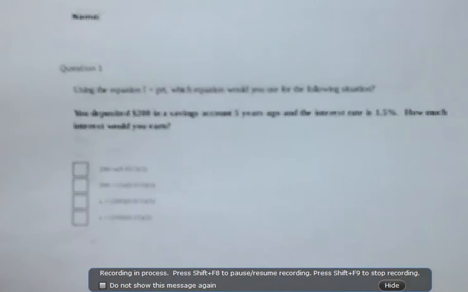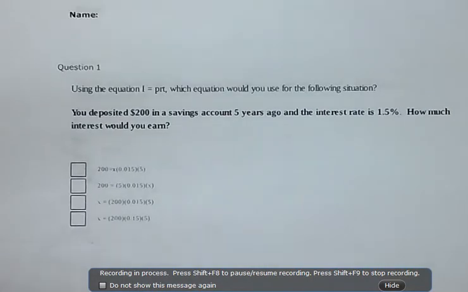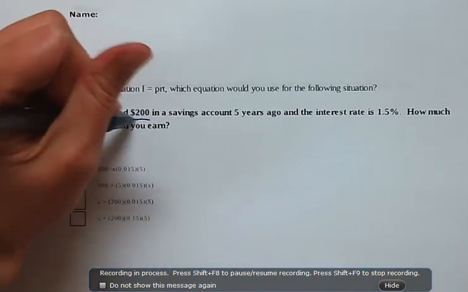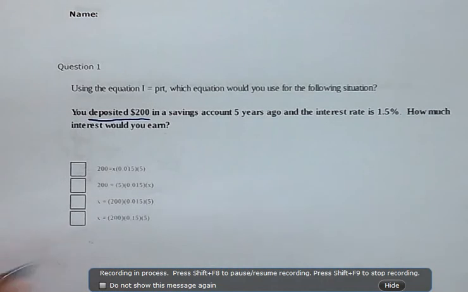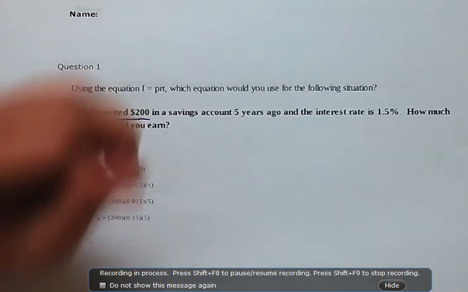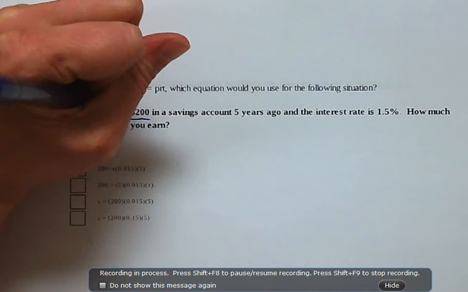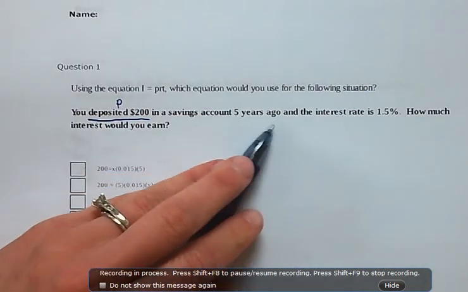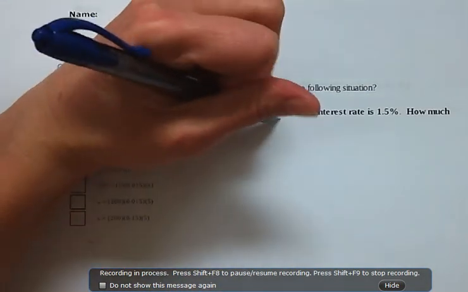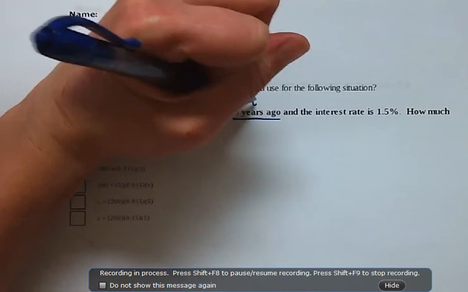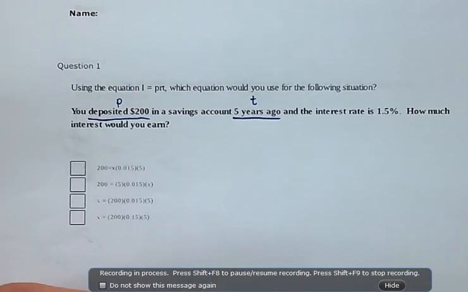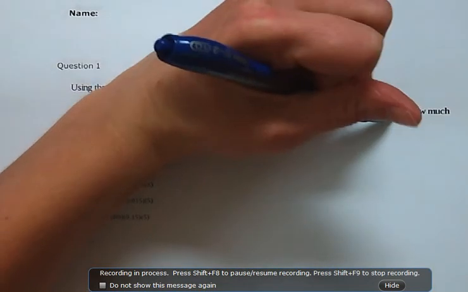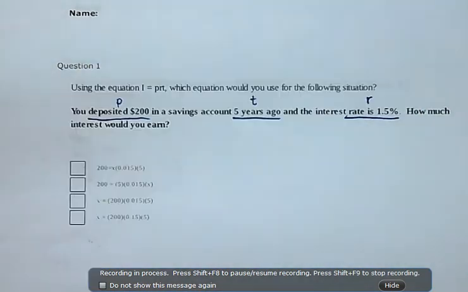So we want to start off by picking out our important information. We see that it says deposited $200. $200 is what you put into your account, and so that's your principal amount. That's going to be P. Then it says that you did that about 5 years ago. That's going to be our time. Time is always going to be a measurement in years. And then we see interest rate is 1.5%. So they tell us that the rate R is going to be 1.5%.